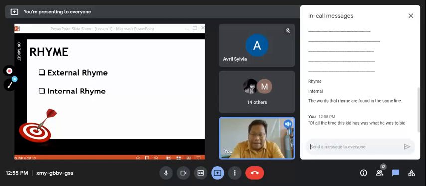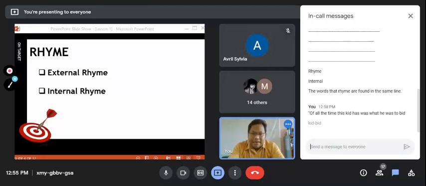Please consider this line. It's one that I just made up now. Of all the time this kid has was what he was to bid. What two words inside this line rhyme? Avril. Correct. You have the words kid and bid. They rhyme. They definitely do.